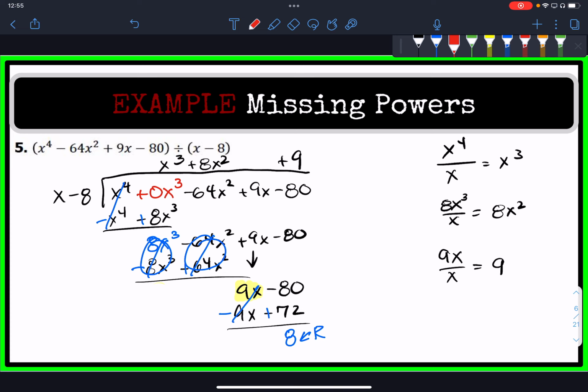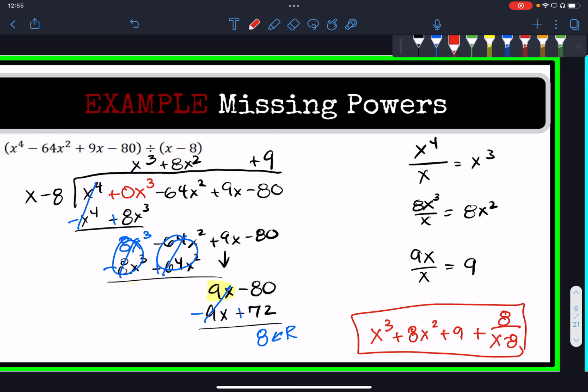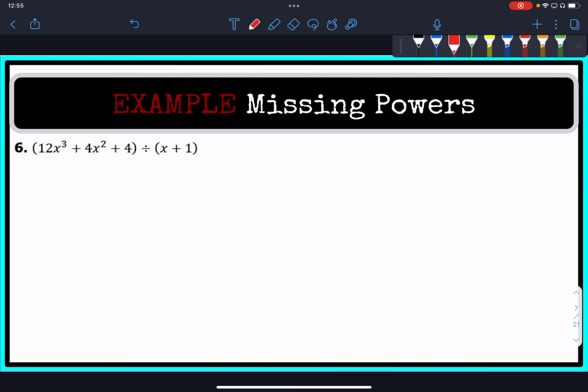So our solution here is x to the third power plus 8x to the second plus 9, and our remainder of 8 over x minus 8. Now, for example, number 6, here we're missing the power of x to the first power. Notice we have x to the third, we go to second, and we jump to our constant, which is again technically x to the 0 power. So we're missing x to the first.